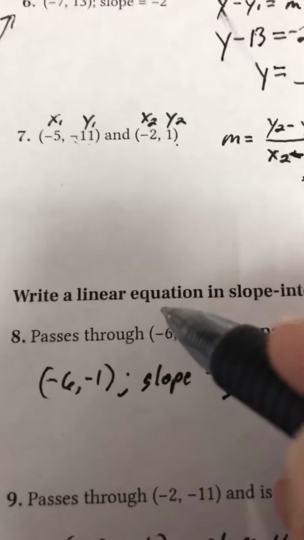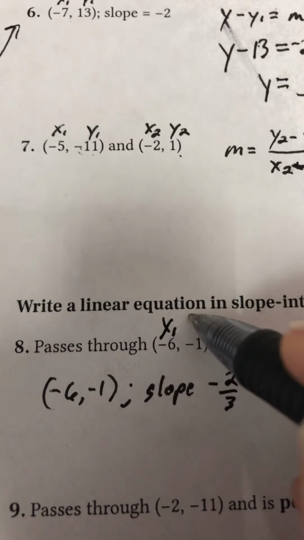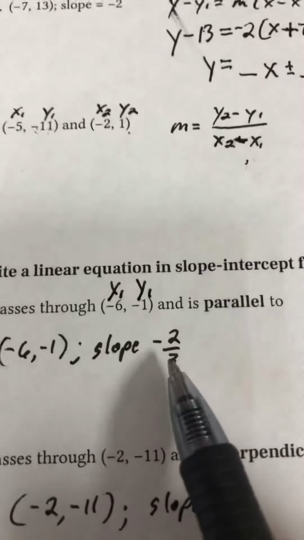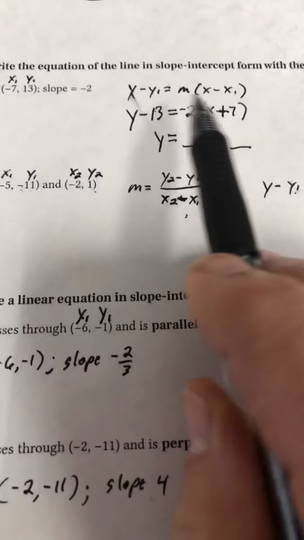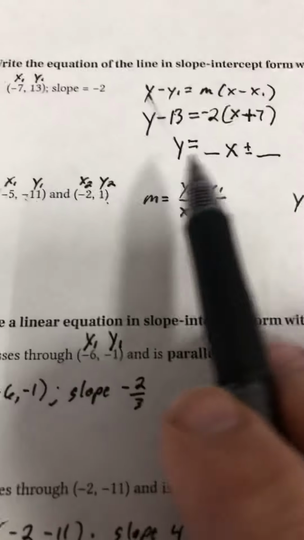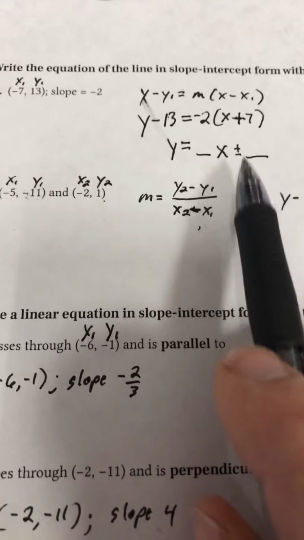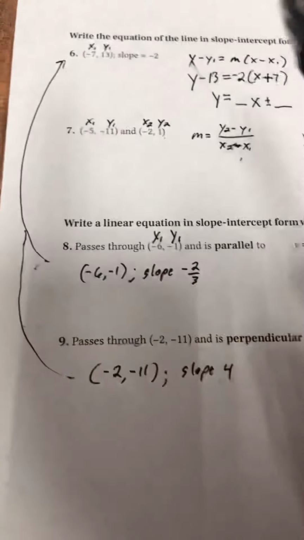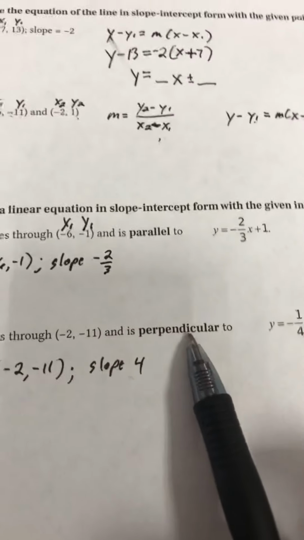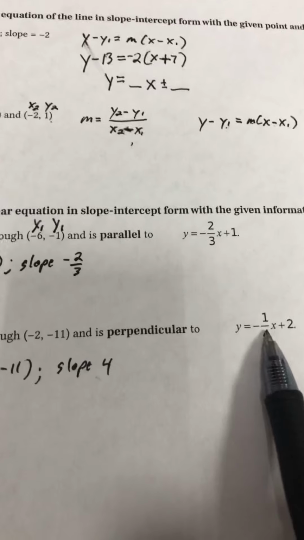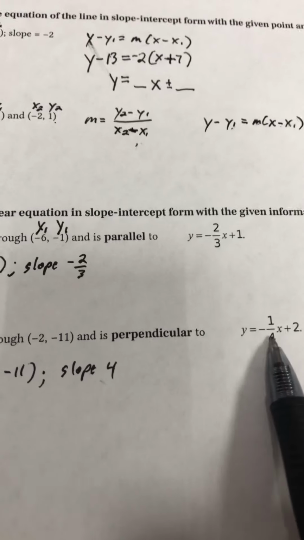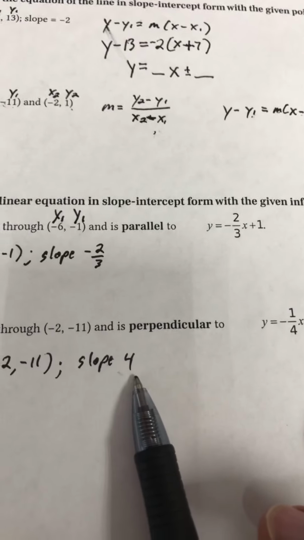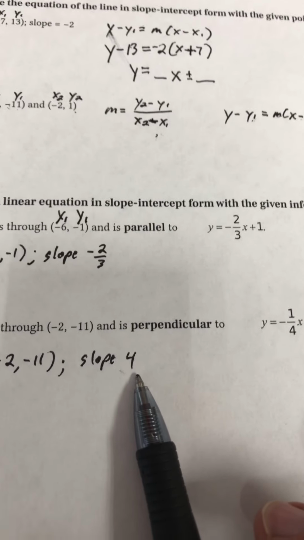This is my x1, this is my y1, and this is my slope. And just put it into that equation and work it out. You'll have y equals something x plus or minus something. Okay. For number 9, same thing. You're going to do just like number 6, but it's going to be perpendicular. So perpendicular means it's going to be the opposite inverse of -1/4. The opposite inverse of -1/4 is 4.